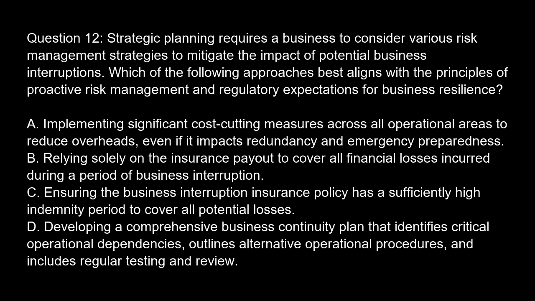Option B. Relying solely on the insurance payout to cover all financial losses incurred during a period of business interruption. Option C. Ensuring the business interruption insurance policy has a sufficiently high indemnity period to cover all potential losses. Option D. Developing a comprehensive business continuity plan that identifies critical operational dependencies, outlines alternative operational procedures, and includes regular testing and review.